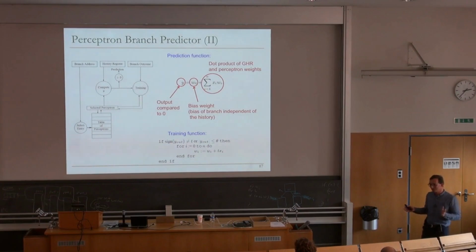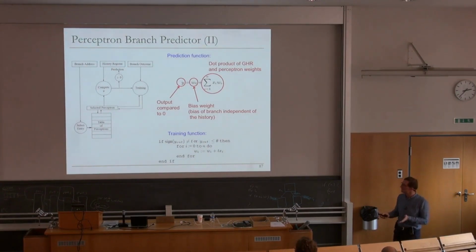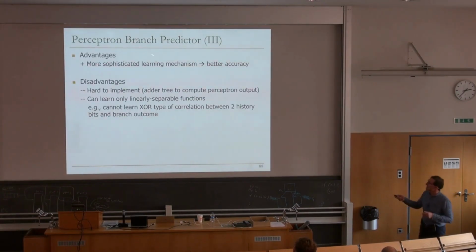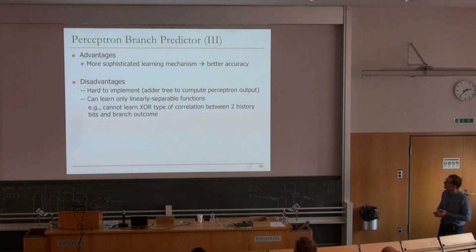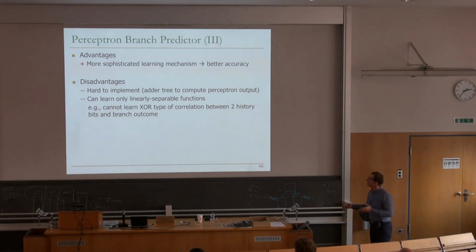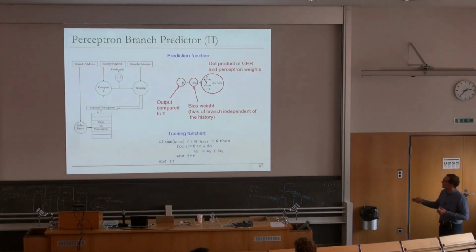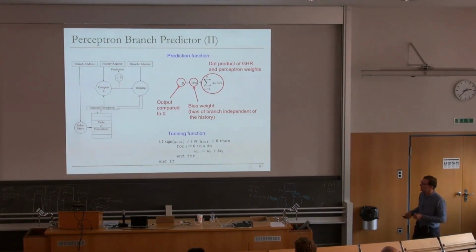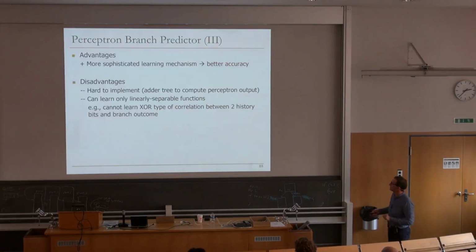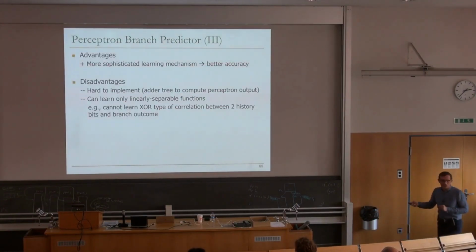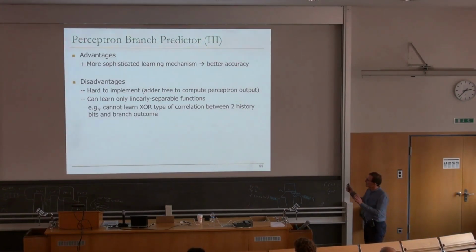It's very simple, clearly. Perceptron is not very sophisticated, but it actually works really well. The advantage is it's a more sophisticated learning mechanism. Clearly now you're trying to learn these correlations and it gives you better accuracy. The disadvantage is that it's hard to implement. You need an adder tree to compute the perceptron output. It's a dot product and addition for prediction. Training is also complex, but training could maybe be off the critical path. That's one disadvantage. Although people have written papers and actually built these things, they've overcome some of those disadvantages.